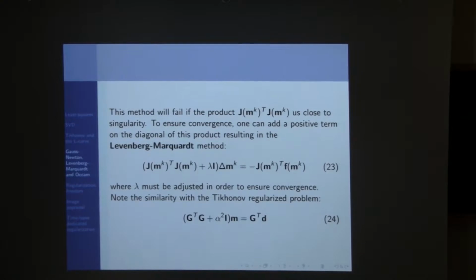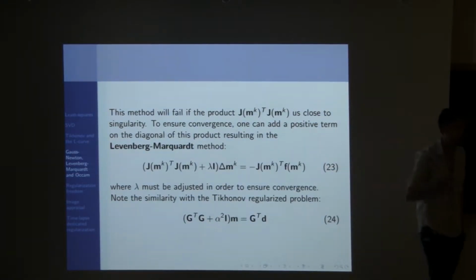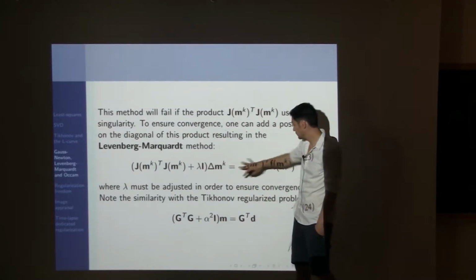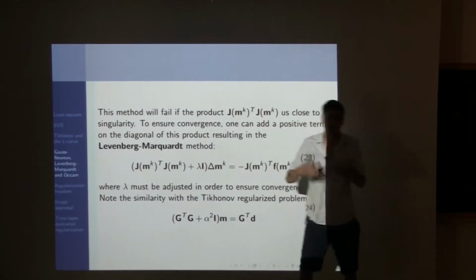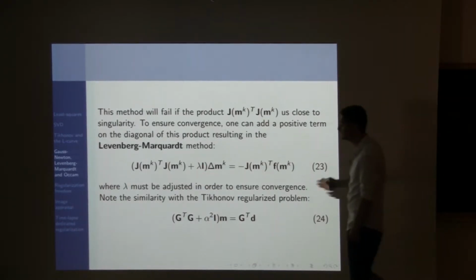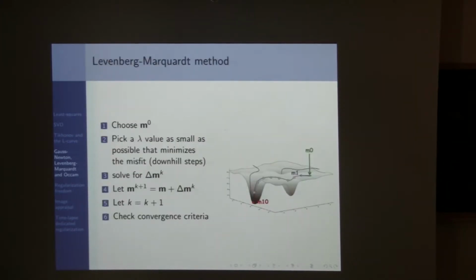However, we have the same problems as before. If we just compute this product and try to invert this matrix, we face problems because the product can be close to singular. Levenberg-Marquardt is a type of algorithm that removes this singularity by adding a term on the diagonal of the matrix so that you can invert it. So you solve the Gauss-Newton problem, but with an augmented damping parameter, lambda, on the diagonal to ensure convergence of the algorithm.